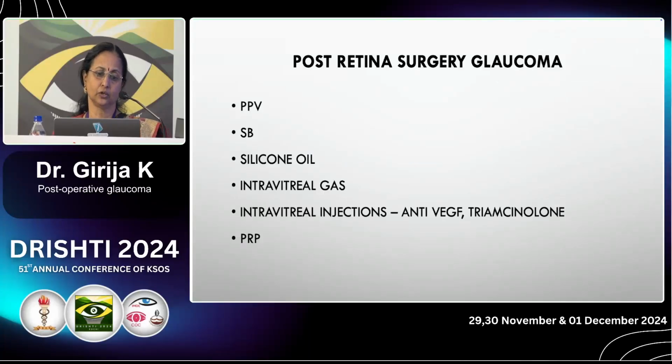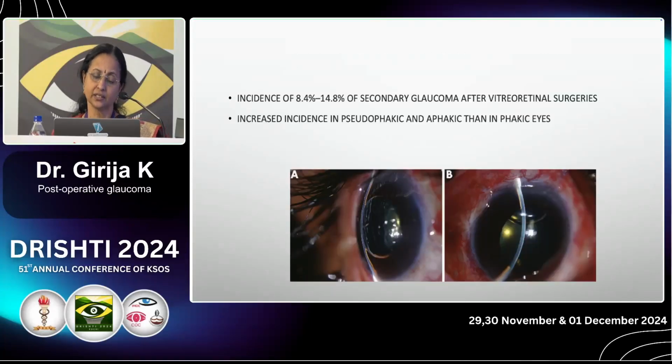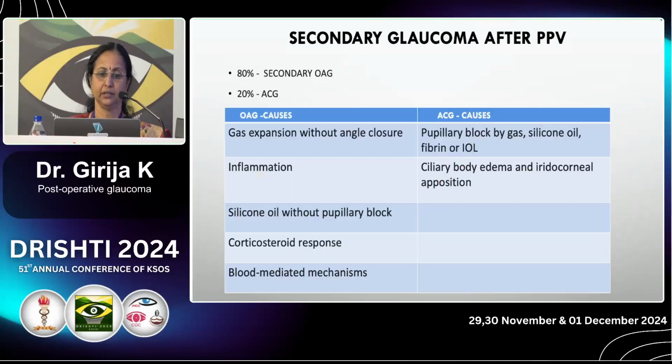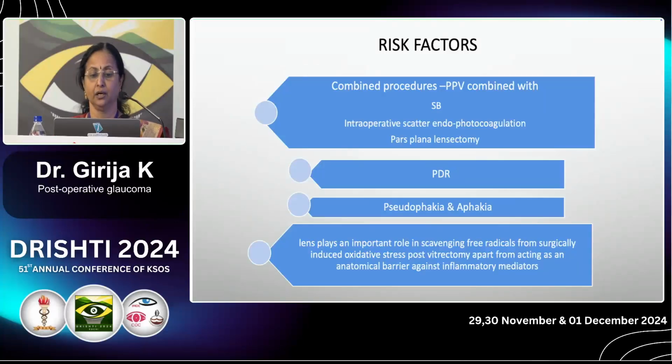Post retina surgery glaucomas: any retina surgery in fact can cause a secondary glaucoma. It can be a PPV. Usually in PPV there is gas expansion. You can get open angle as well as angle closure glaucoma caused by the gas expansion, inflammation, ciliary body swelling, silicone oil, and then there is the corticosteroid response and the blood mediated mechanisms. Combined procedures have a higher chance of producing secondary glaucomas, especially if it is for PDR, and pseudophakic and aphakic eyes have more incidence of glaucoma because the lens has a protective role.